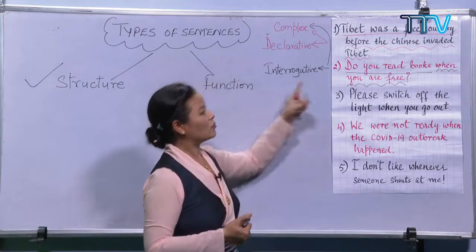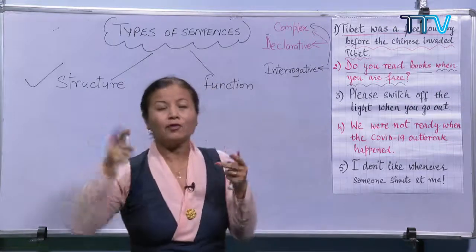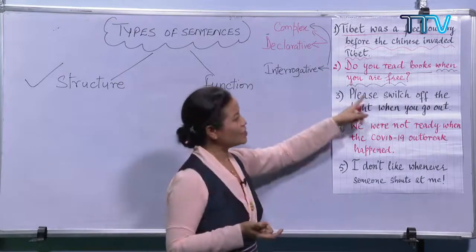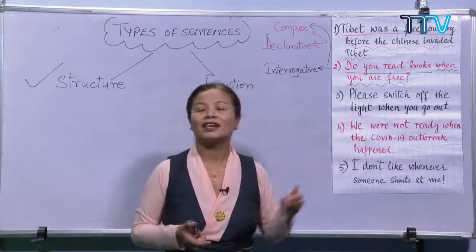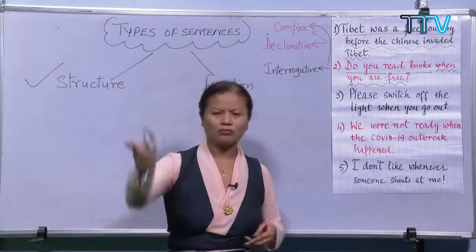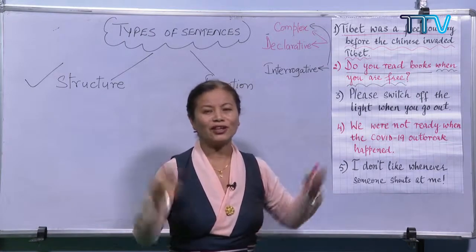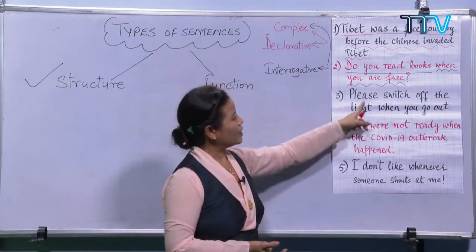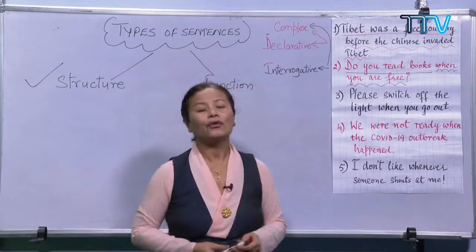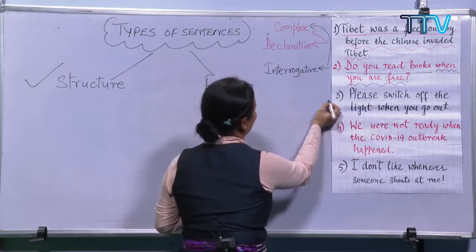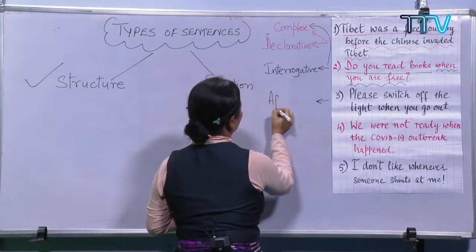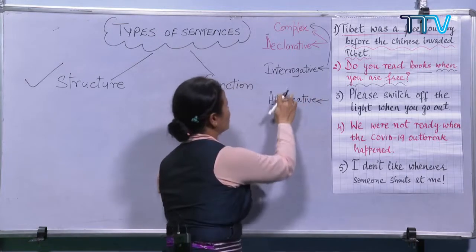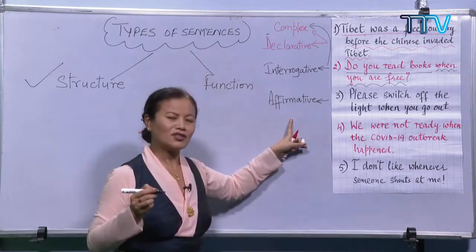So when you go out or when you don't have work at home, you don't need it, so please don't forget to switch off the light. So please switch off the light when you go out. That's a request. Or you can just command, switch off the light when you go out. Again, this is an affirmative sentence. Please switch off the light when you go out. This is an example of an affirmative sentence. So based on structure or function?